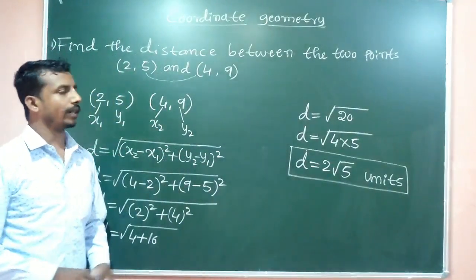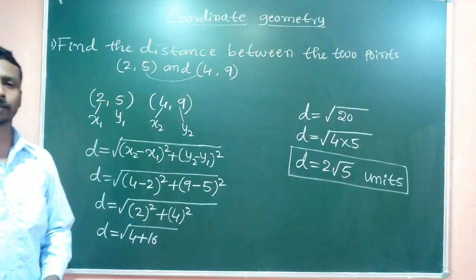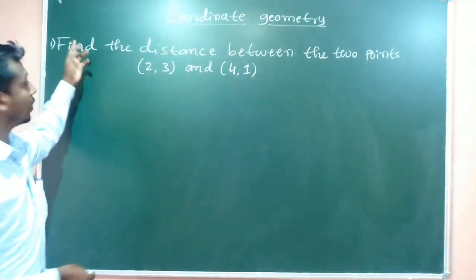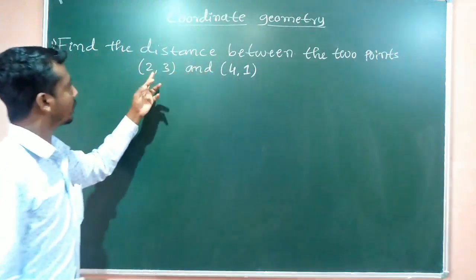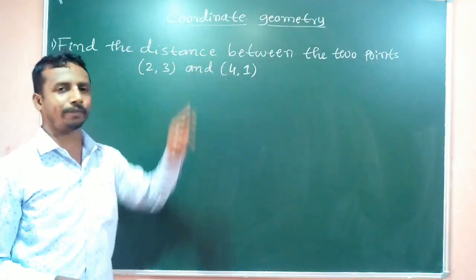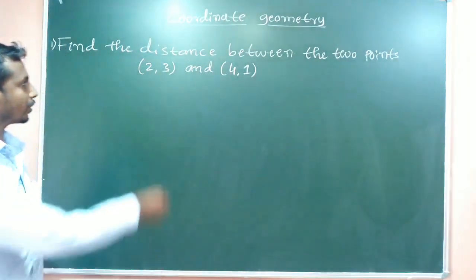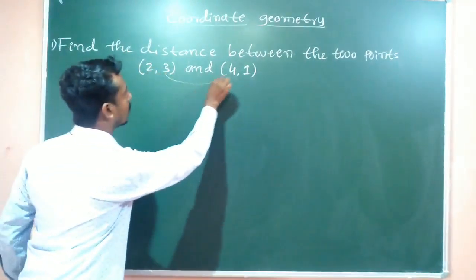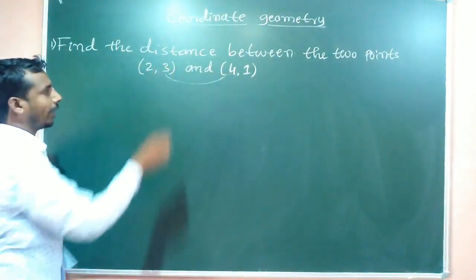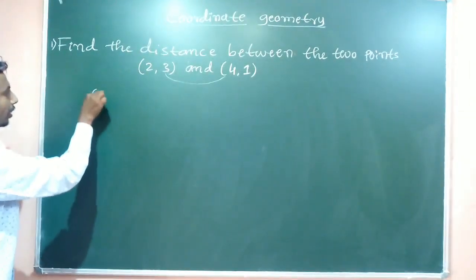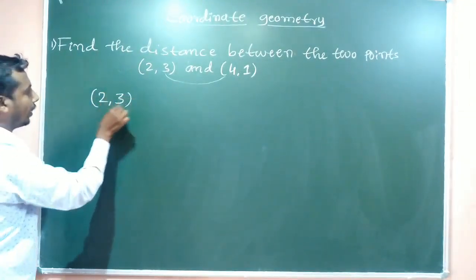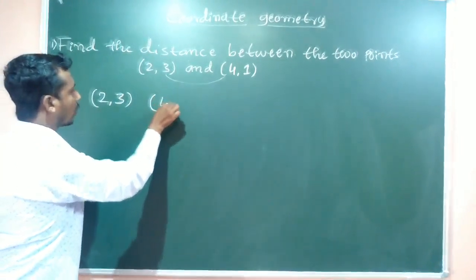Then take another example. Next, second one. Okay, in this example, they are given: find the distance between the 2 points 2, 3 and 4, 1. Here also they are given the 2 points. First point is 2, 3 and second point is 4, 1.